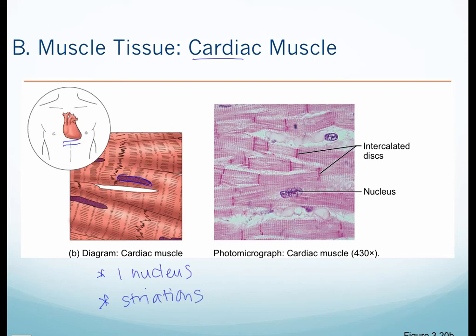And can you tell your heart to beat faster or slow down or stop? No. So your heart, your cardiac muscles are all under involuntary control. And another thing that separates the appearance, and you can distinctly know that it's cardiac muscle versus skeletal muscle, is the fact that we have the presence of these structures here. These are called intercalated discs.